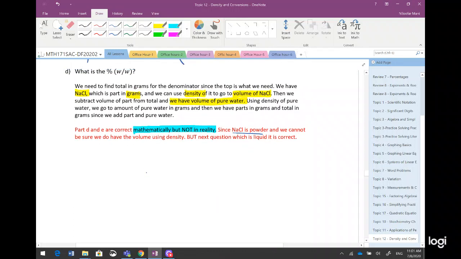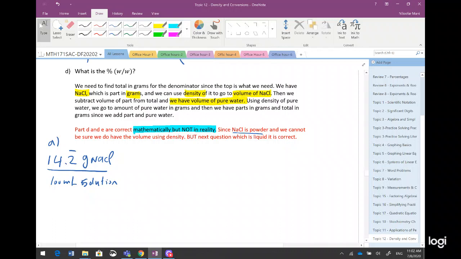Okay, so see here, I do it step by step. From part A, I do have 14.2 gram of NaCl over 100 milliliter of solution. So for the top I'm okay, I don't need to do any change, but for the bottom I need to go to gram, total gram of solution. So what should I do?